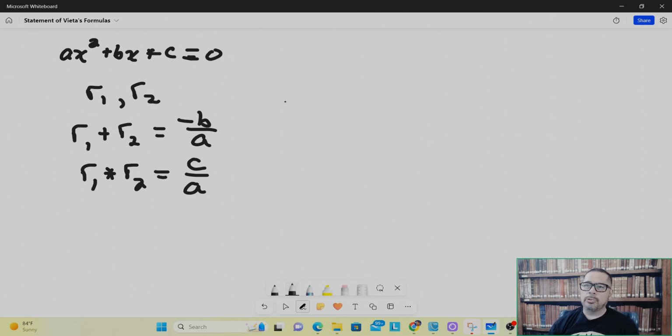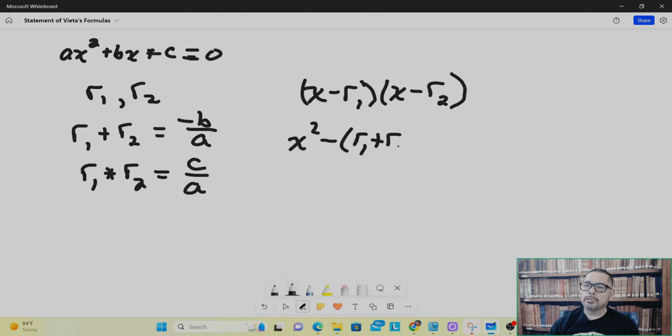What you could also do, and I like to look at it this way, is if you have roots r1, r2, that means that x minus r1 and x minus r2 are linear factors. You might have a lead coefficient there, but after some foiling, what you end up with is x squared minus r sub 1 plus r sub 2, this is after you expand, x, and then plus r sub 1 r sub 2.